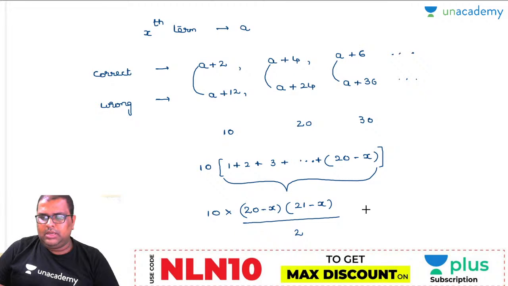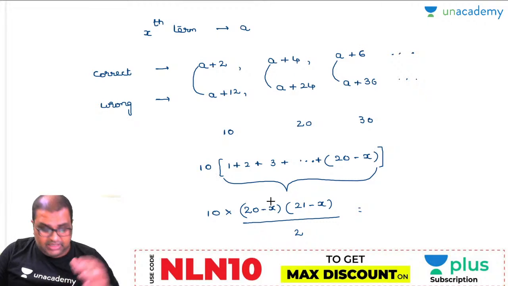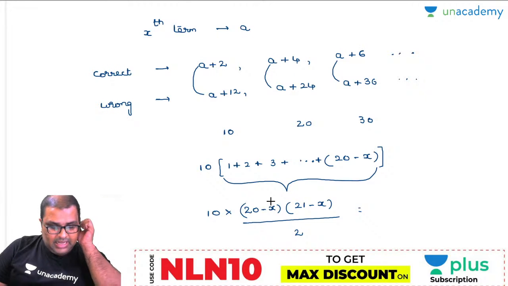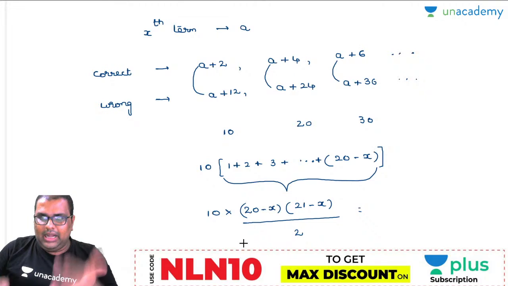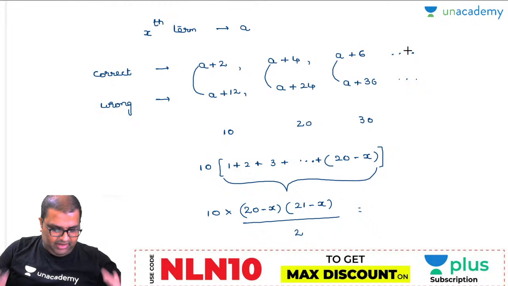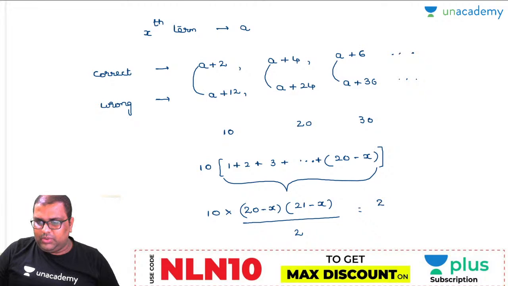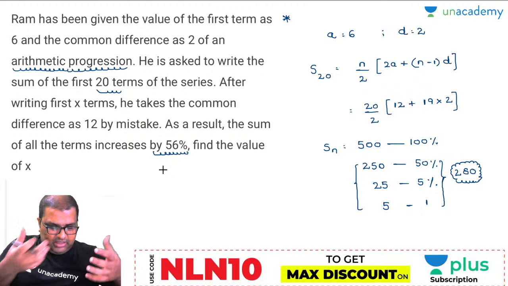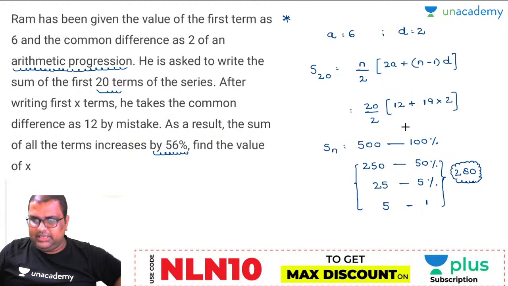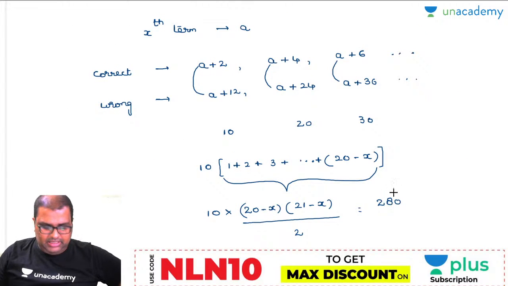2 is equal to, now this difference in value will be how much? Can anybody say what the difference in value will be? The correct series sum will be 500, the wrong series sum will be 780, so the difference will be equal to 280. This is what we have done. Am I right or wrong? By writing the wrong series, the sum of terms increased by 56 percentage, which is 280. So the difference will be this number. So the zeros get cancelled.